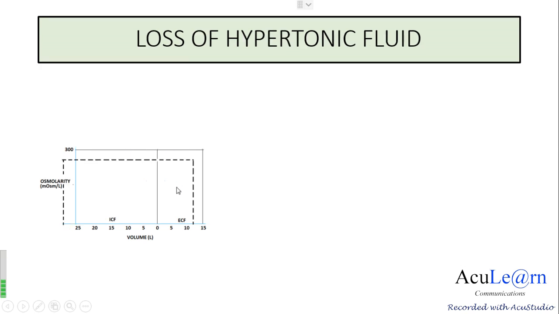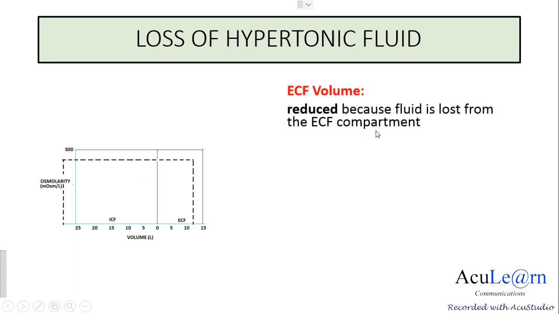Now, the last situation where you can have a change in the ECF osmolarity, volume and the ICF volume is the loss of hypertonic fluid. Whenever you lose the fluid, the ECF volume is going to be reduced because fluid is lost from the ECF compartment. So you can see here the dashed line which cuts the x-axis is inside the solid line. That means the ECF volume is decreased.